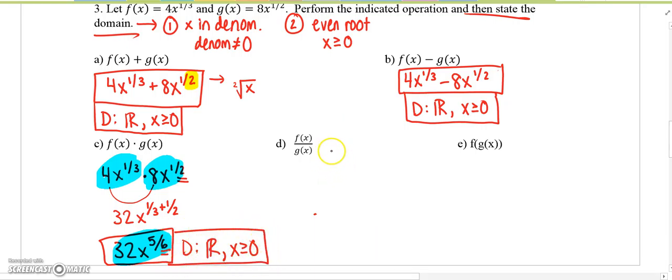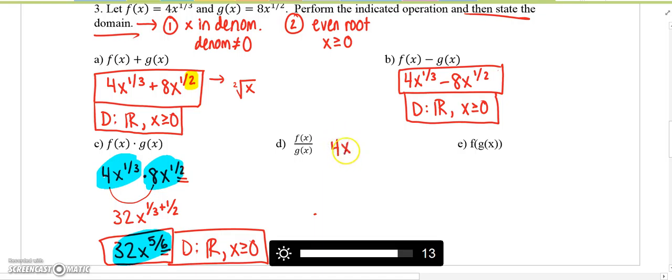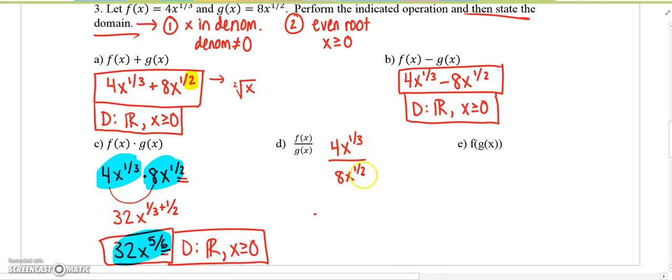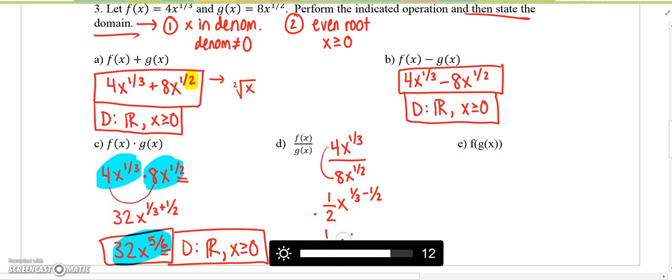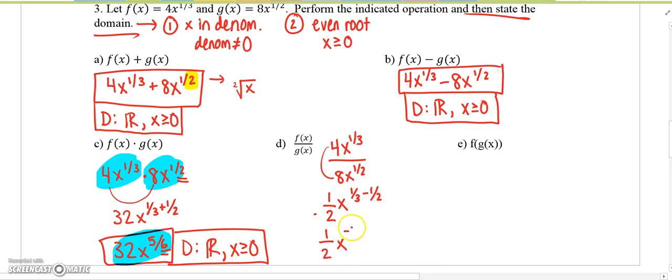All right, for D, same idea. I'm going to divide now, though. So 4x to the 1/3 divided by 8x to the 1/2. So again, these two, I just divide, that's 1/2. But these I have to subtract, 1/3 minus 1/2. All right, that's going to get me negative 1/6. And we can't have negative exponents. That means it has to go to the bottom. So it'll be 2x to the positive 1/6.